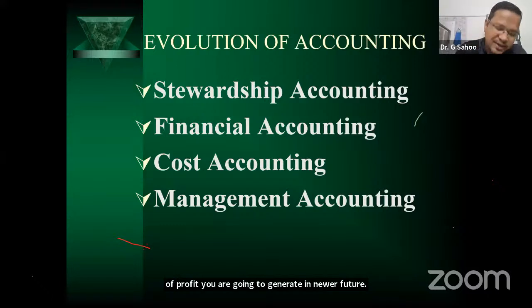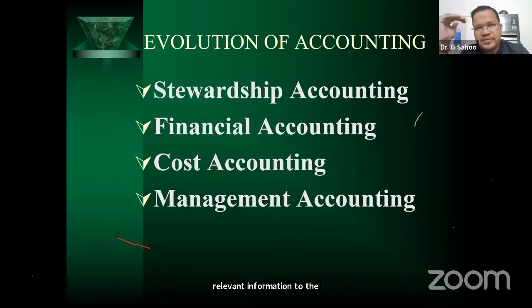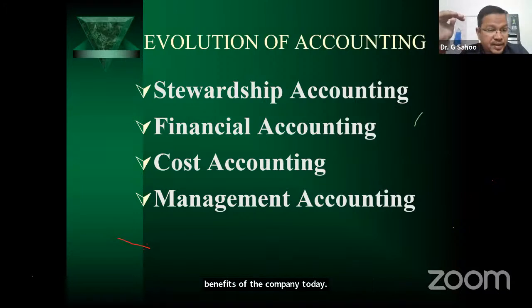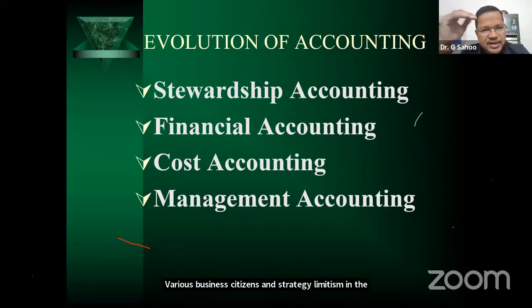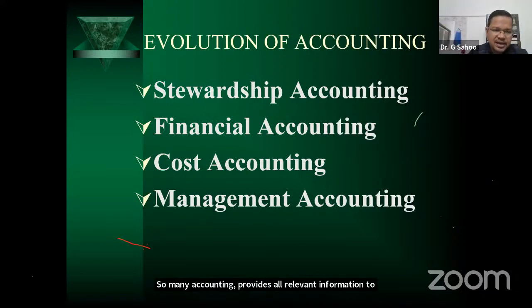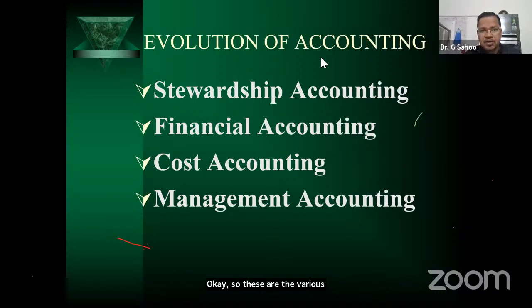So management accounting deals with providing relevant information to the management. Management means top level management, like your board of directors or top level managers of the company, to take various business decisions and implement strategy. So management accounting provides all relevant information to the top level management in order to take various business decisions and implement strategy or policy. Okay, so these are the various branches of accounting.